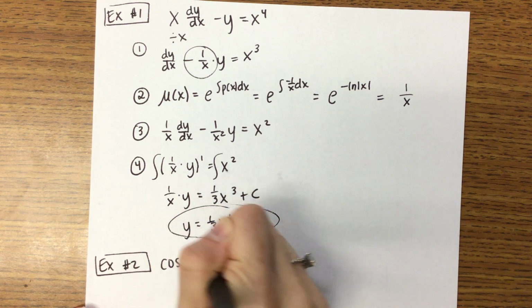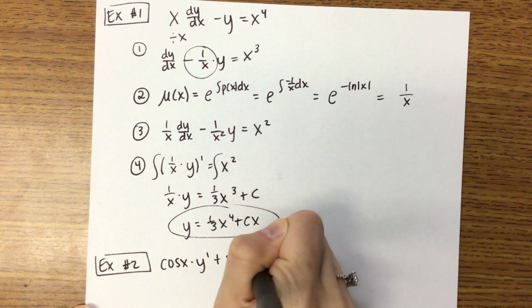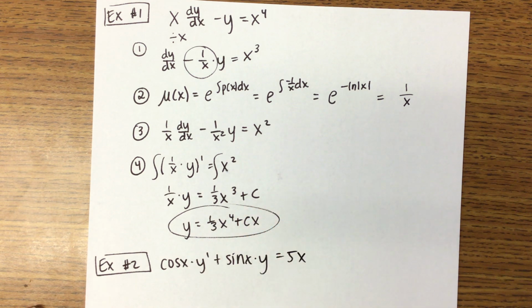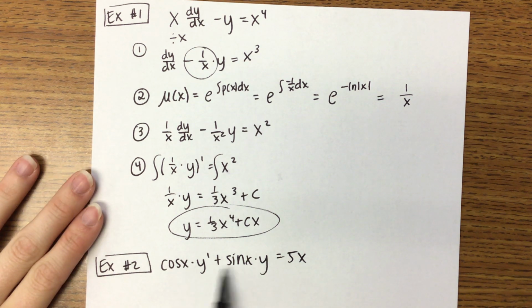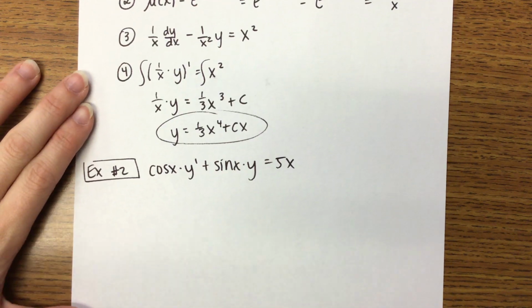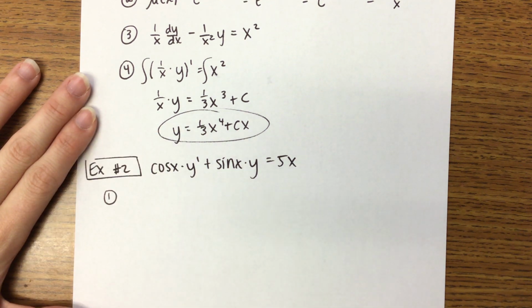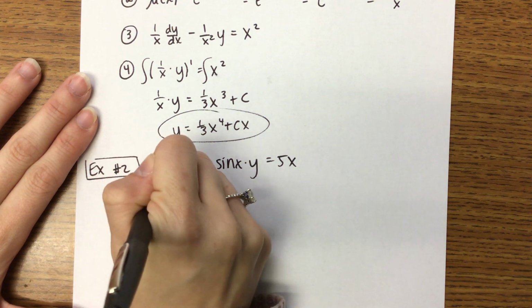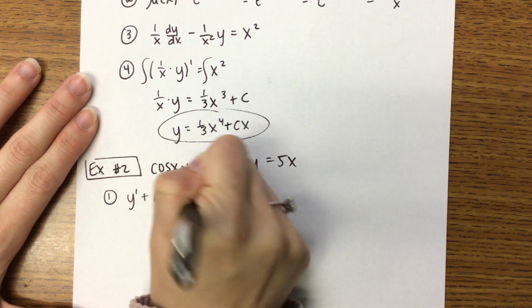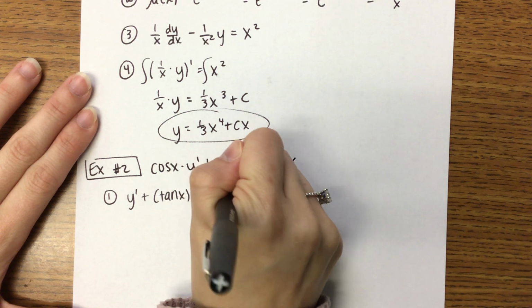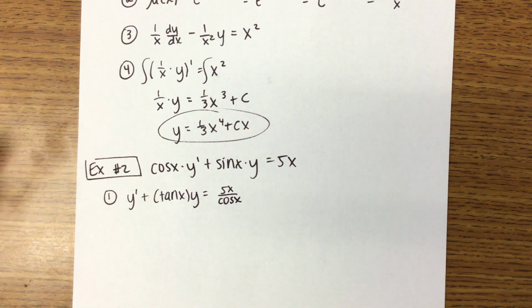We have cosine of x times y prime plus sine of x times y equals 5x. Okay, all the ones I'm going to give you today are going to be linear. It's a good thing to just double check though. Make sure you know why it's linear. All the coefficients are in terms of x, y and its derivative are to the first power. So yes, this is linear. First thing that we need to do is put this in standard form. You're dividing by that cosine of x. So we get y prime plus tangent of x times y equals 5x over cosine of x.